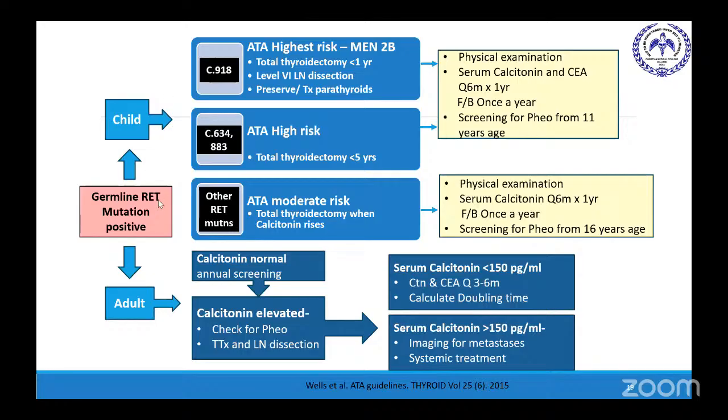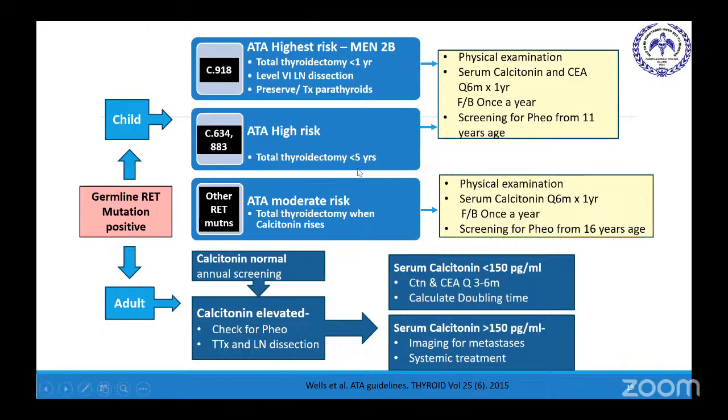So based on this, we can further follow up the patients as the flowchart represents. For a child, if the child is found to have a highest risk mutation of M918T, total thyroidectomy should be undertaken at less than 1 year of age. And if the central lymph node is involved, then we can do a central neck node dissection. Otherwise, if the surgeon can preserve the parathyroid, central neck node dissection has to be done.